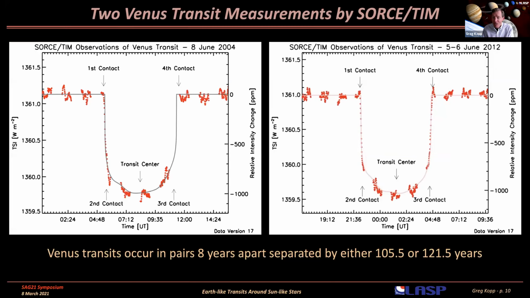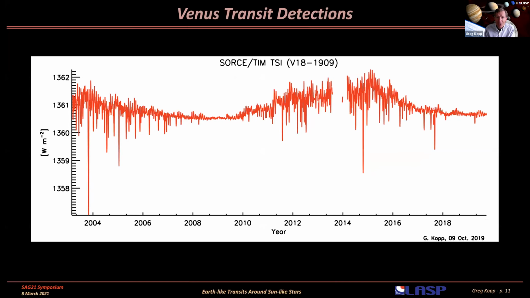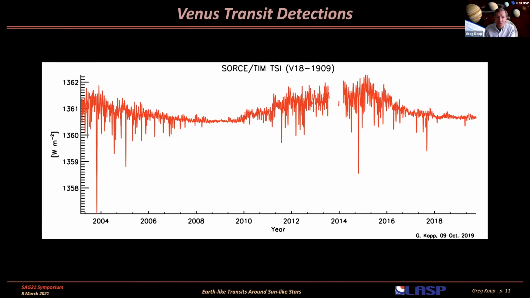Venus, like I said, that's easy. 1,000 parts per million on top of a sun. The red points here are real data from the sun. And again, the variability you see is 100 parts per million or so, that the sun is changing all the time. The gray curve is a modeled curve, including limb darkening and the position of the spacecraft, the planet, the sun. The model fits the data fairly well. That's easy to see.